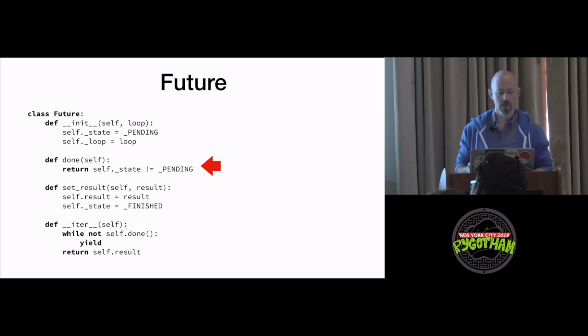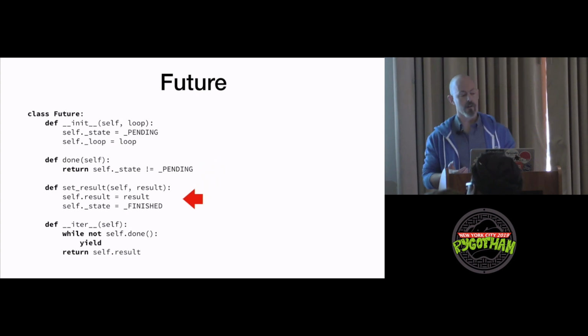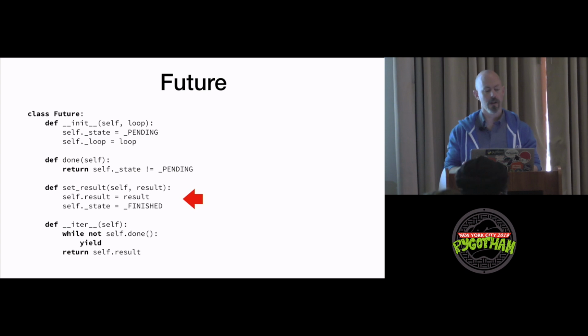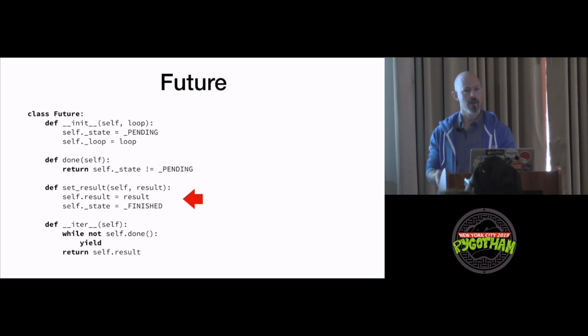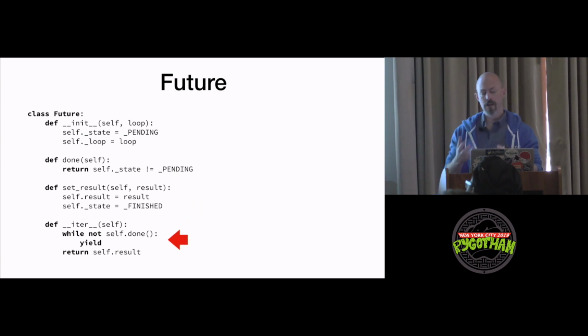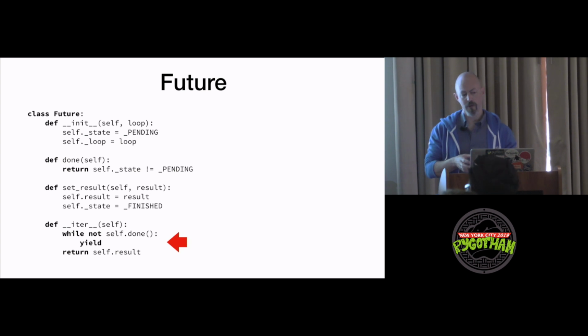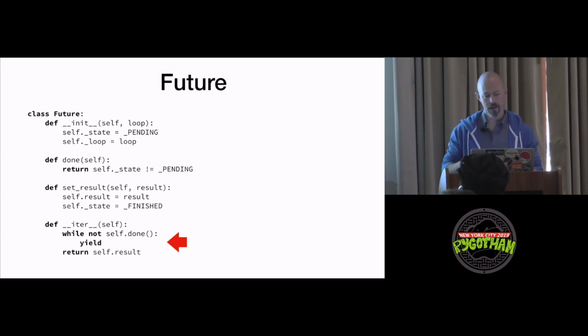It just tells you whether it's done or not. And then we have set result, which changes the state to finished and just stores away the result that's actually been generated, so that any code that wants that result can now get hold of it, now that it's done. And then this is kind of the clever bit, but I also think it's the thing that can be a little bit difficult to understand.